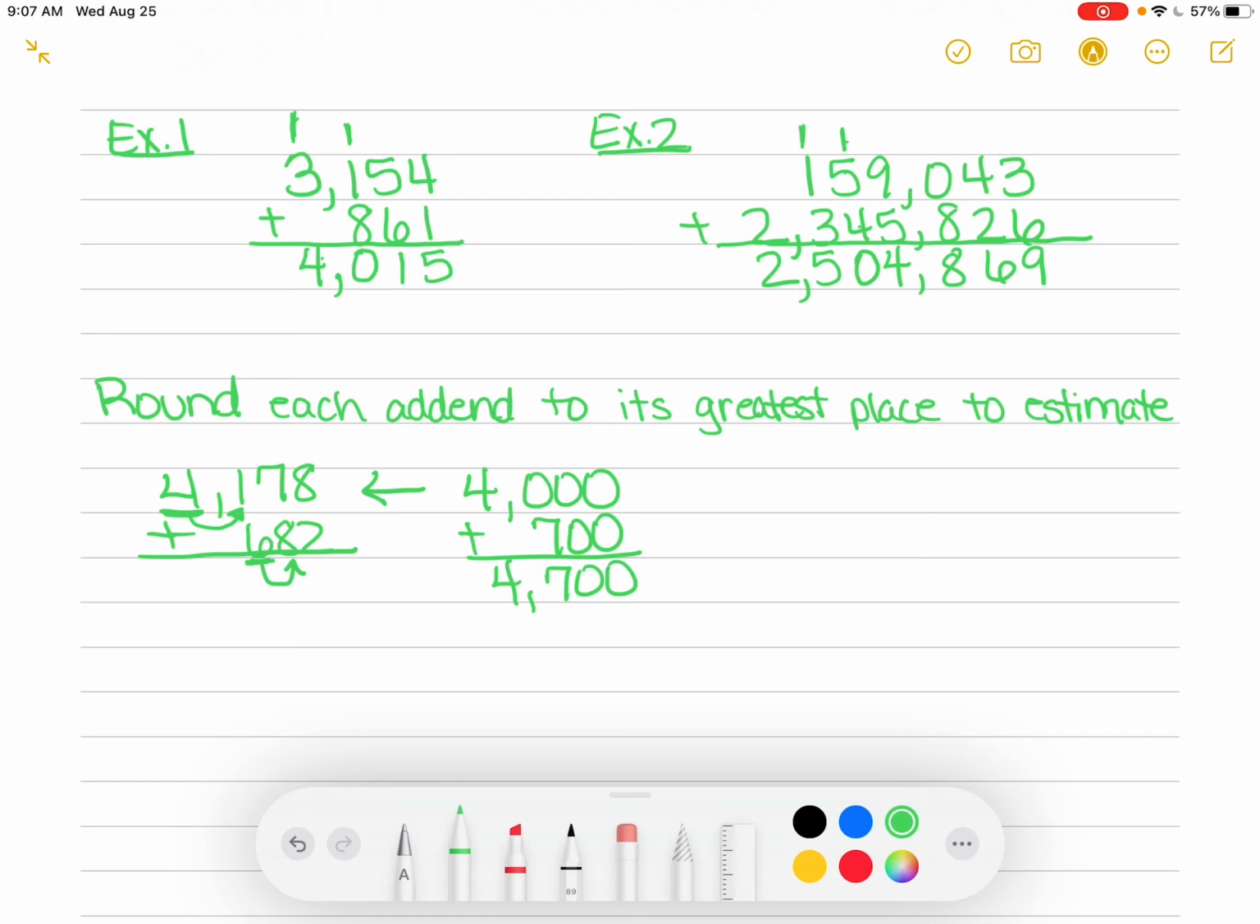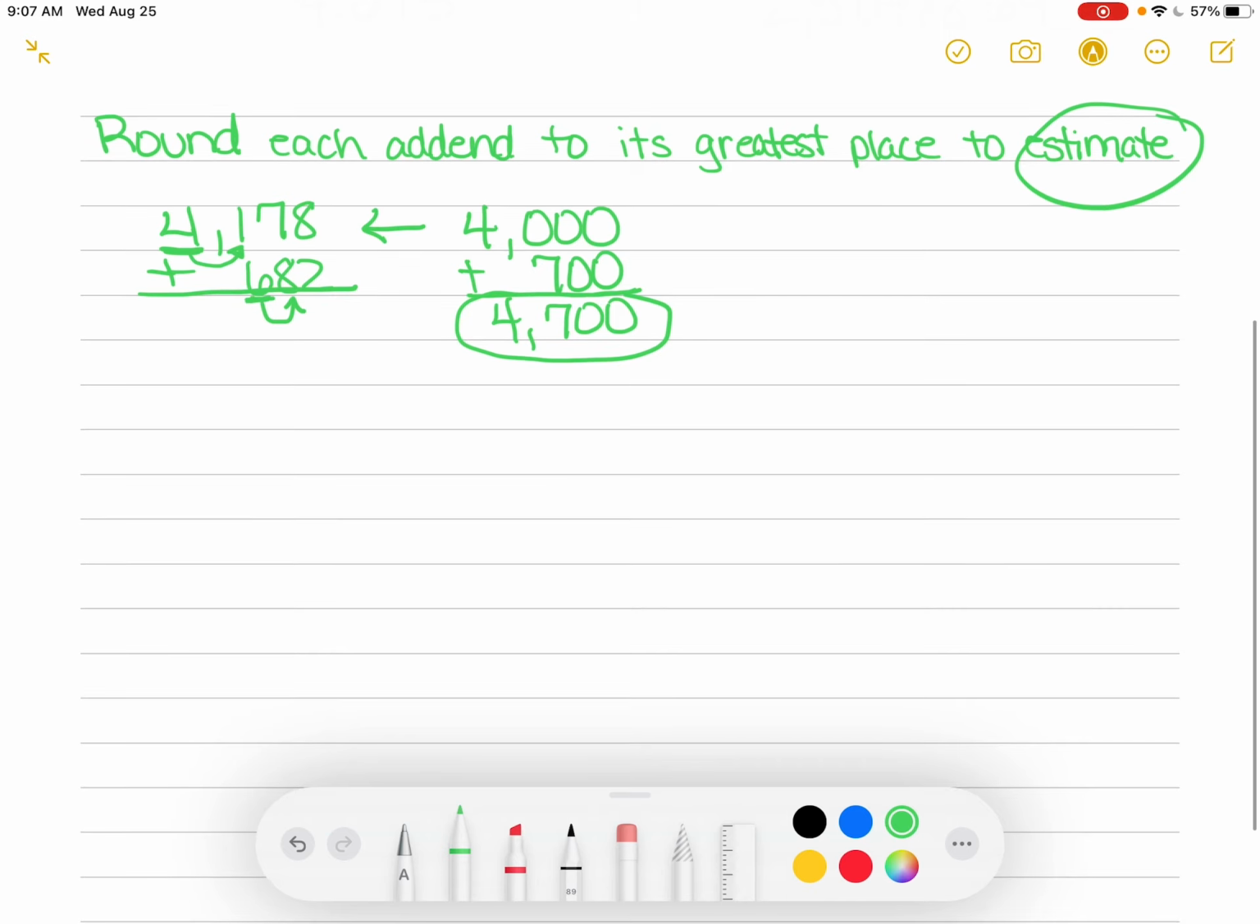So rounding or estimating is a lot easier to do, but you do need to make sure that you round it correctly. Okay? So that's one way of estimating. So we're estimating in these. The second way they want you to estimate is using front-end estimation.